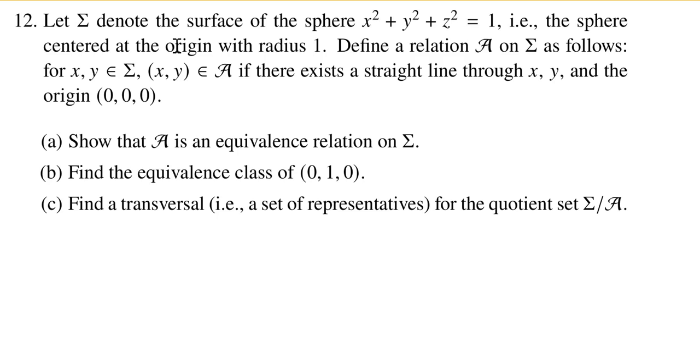The relation we're going to define, which we're calling A, is given in the following way. If you have any 2 points on the sphere, x and y are going to be related, that is, the pair x comma y is an element of A, if there's a straight line that goes through the points x, y. Well, if you just stopped right there, that's always going to be true. You take any 2 points anywhere, you can draw a straight line through them.